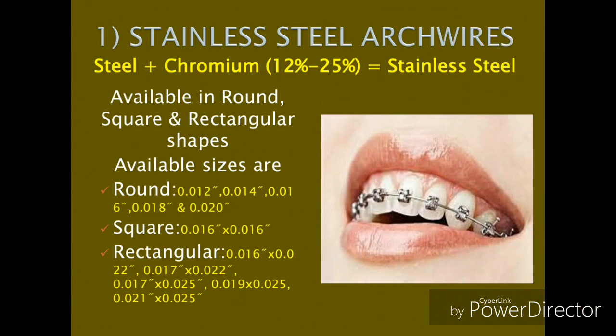First, let's talk about stainless steel arch wires. Steels are iron-based alloys that contain less than 1.2% carbon. But when 12 to 25% of chromium is added to the steel, the alloy is called stainless steel. These arch wires are available in round, square, and rectangular shapes, and each shape has different sizes available.